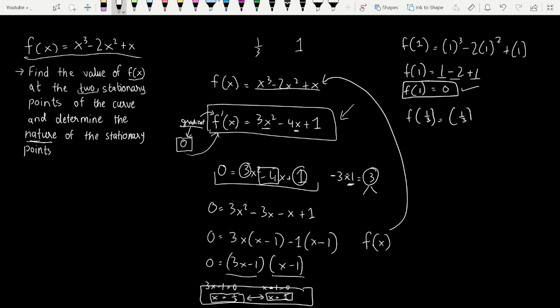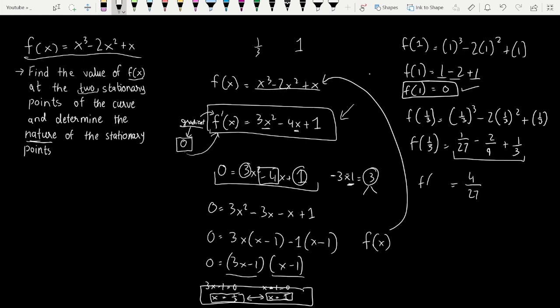This is just going to be (1/3)^3 minus 2(1/3)^2 plus 1/3. Let's solve this out. This is going to be 1/27 minus 2/9 plus 1/3. You can put this in your calculator and solve it, and you will get 4/27 as your answer. So this thing is actually equal to 4/27. So the two f(x), or the two y values for the stationary points, are 0 and 4/27.